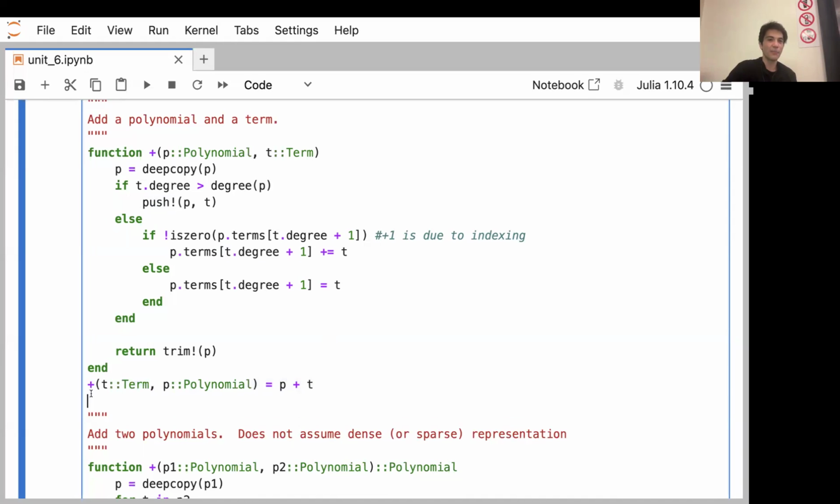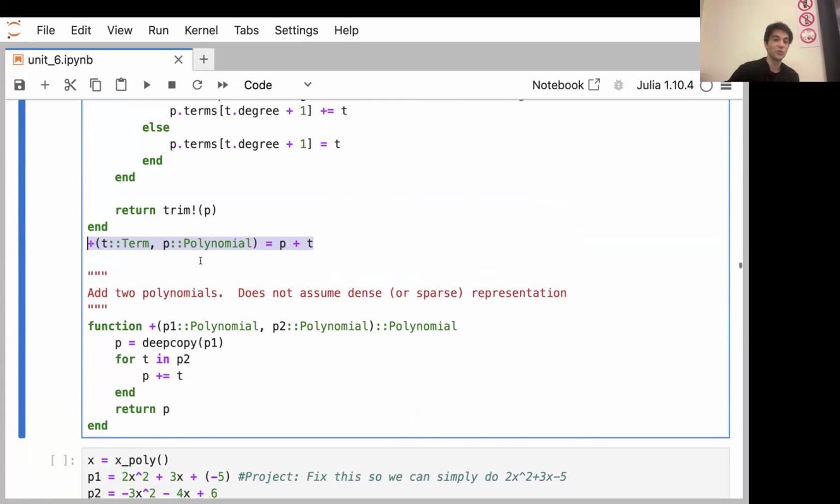So finally, we did term and polynomial, so we did polynomial and term. What about term plus polynomial? Well, cool, we can just flip the input. We don't define this again with things reversed, because then you're maintaining two code sets.